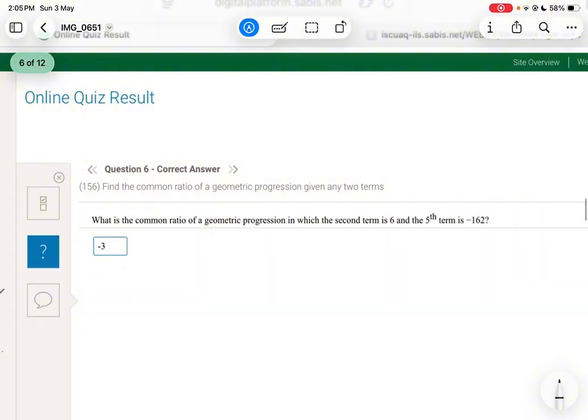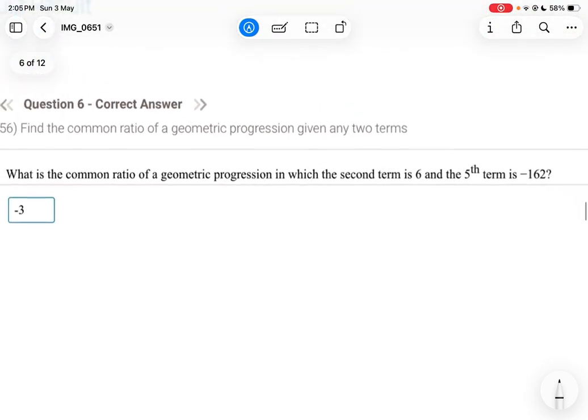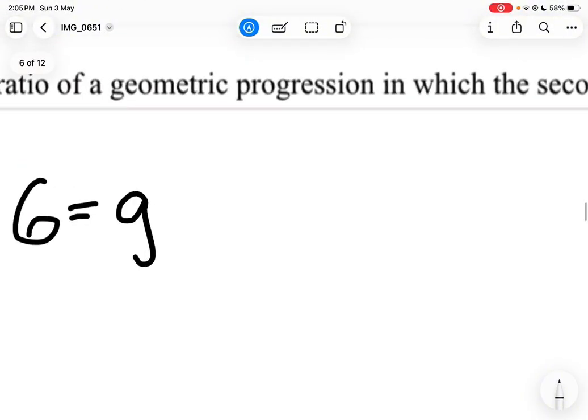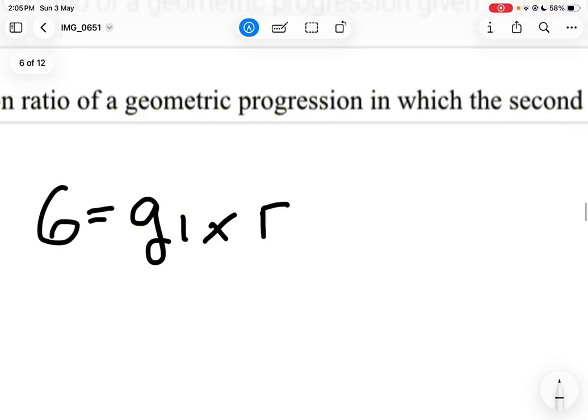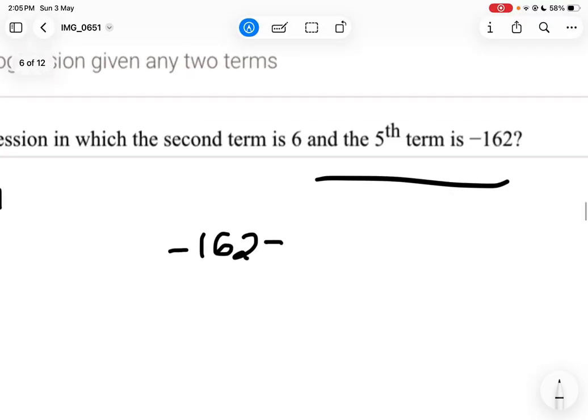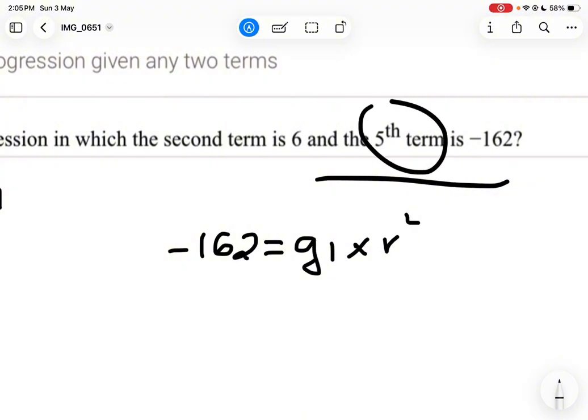Question number 6. They want the common ratio of the geometric progression, where the second term is 6 and the fifth term is -162. So G2 is equal to 6. So 6 is equal to G1 times R to the power of n minus 1, where n is 2. So 2 minus 1 is 1, so R to the power of 1. You found the first equation. For the second equation, the fifth term is -162, so -162 is equal to G1 times R to the power of n minus 1. Here n is 5, so 5 minus 1 is 4, so R to the power of 4.